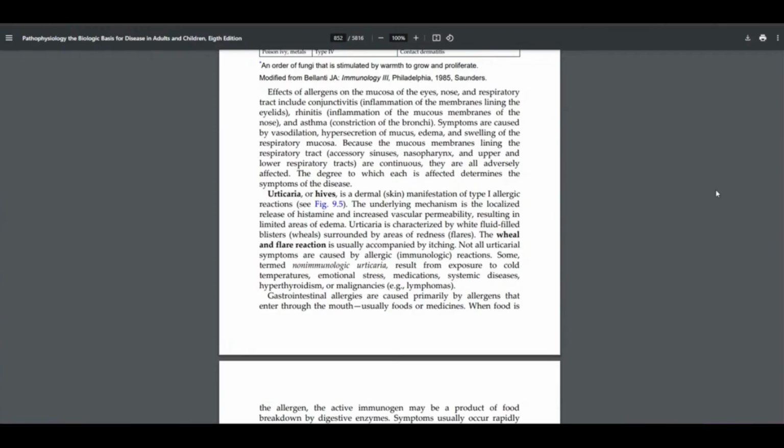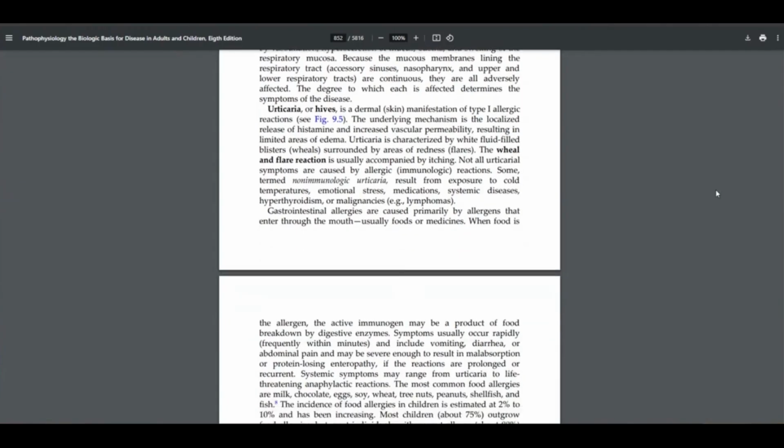Effects of allergens on the mucosa of the eyes, nose, and respiratory tract include conjunctivitis, the inflammation of the membranes lining the eyelids, rhinitis, inflammation of the mucous membranes of the nose, and asthma, the constriction of the bronchi. Symptoms are caused by vasodilation, hypersecretions of mucus, edema, and swelling of the respiratory mucosa. Because the mucous membranes lining the respiratory tract, the accessory sinuses, nasopharynx, and upper and lower respiratory tract are continuous, they are all adversely affected. The degree to which each is affected determines the symptoms of the disease.